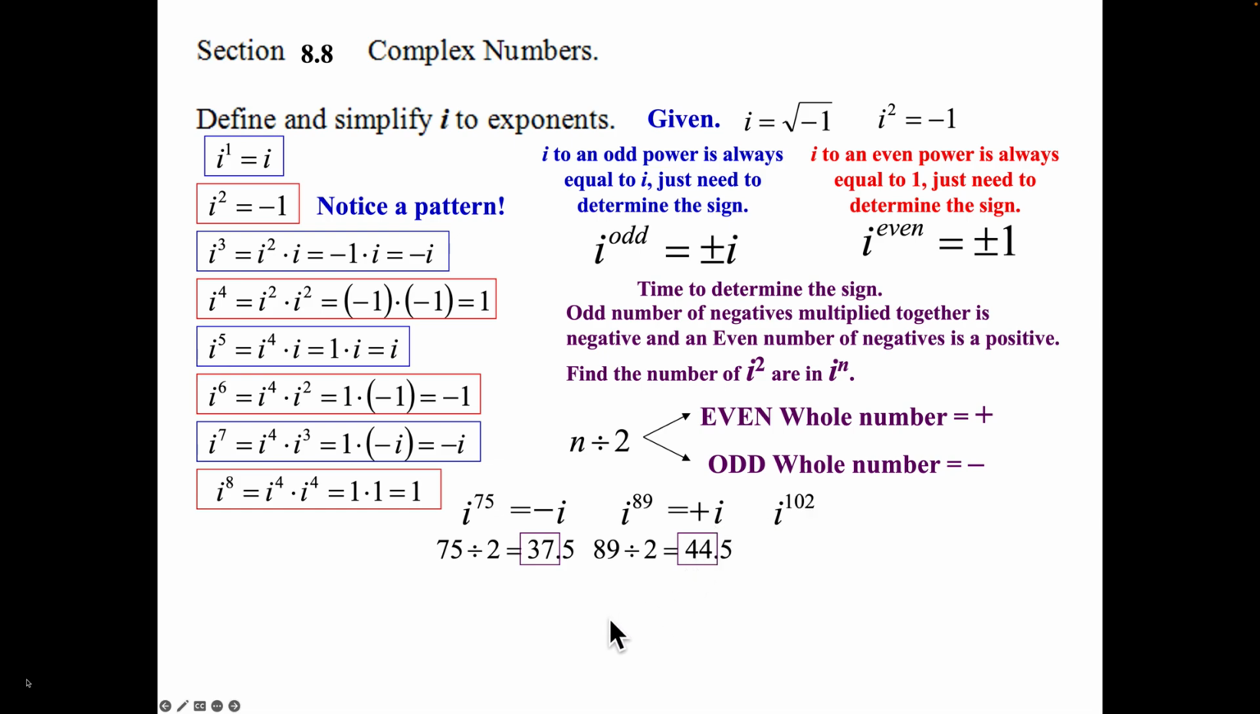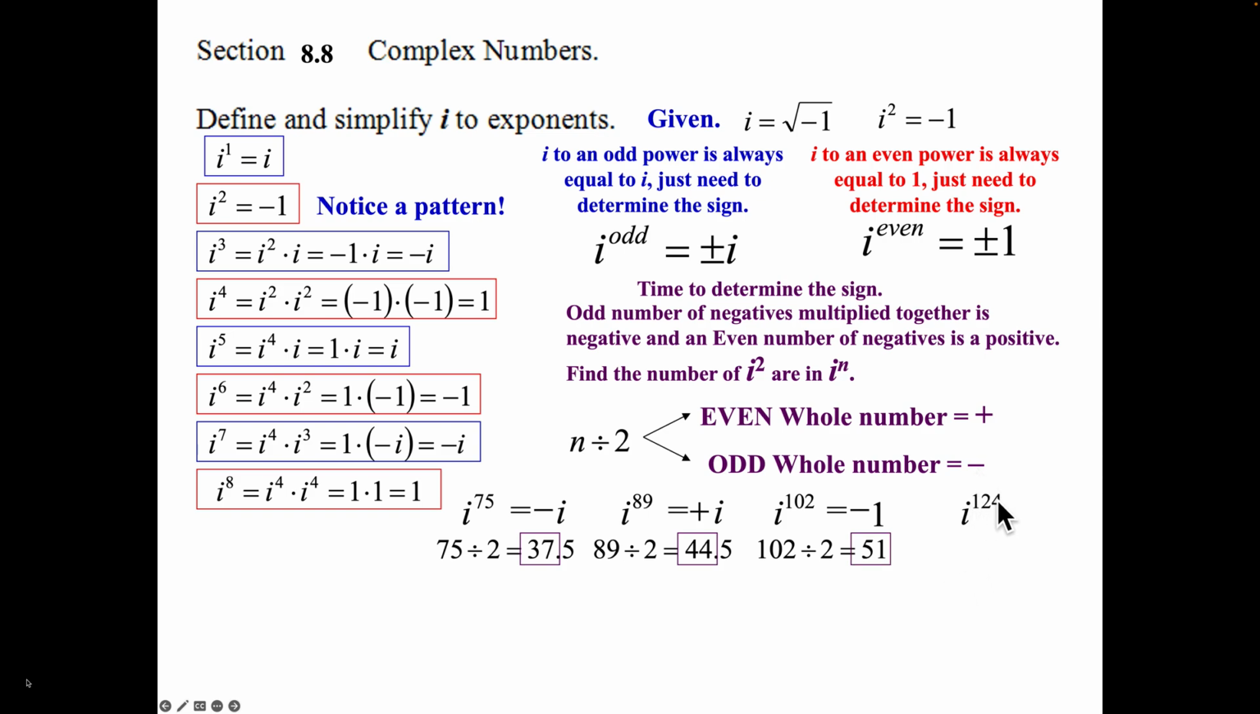If I had i to the 102 power, 102 is even, so my answer is a 1. Is it positive or negative? Well, take the 102, divide it by 2, you get 51. That's my whole number. 51 is odd, and my answer is negative.